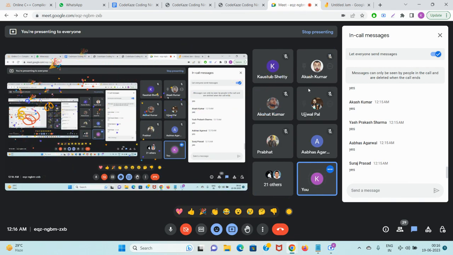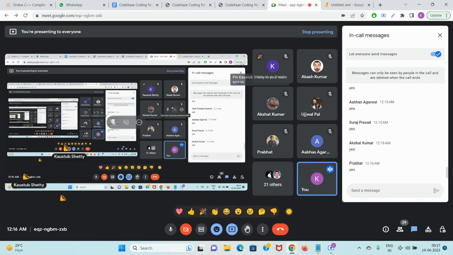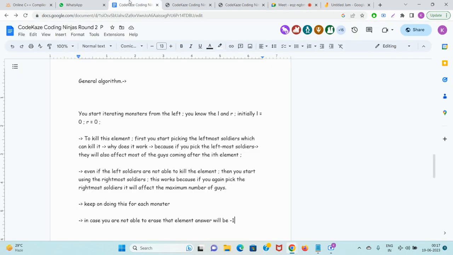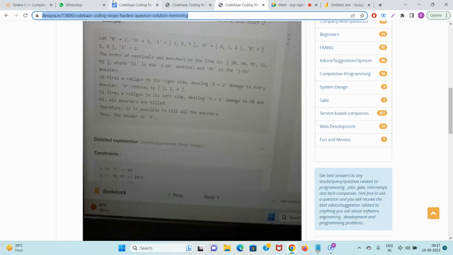Start writing yes. Okay guys, all the C++, Java, Python codes will be uploaded. Don't worry. For now, let's look at a slightly bigger C++ code. Yes, Karandeep also understood. Congratulations, guys. Now let's check some C++ code.